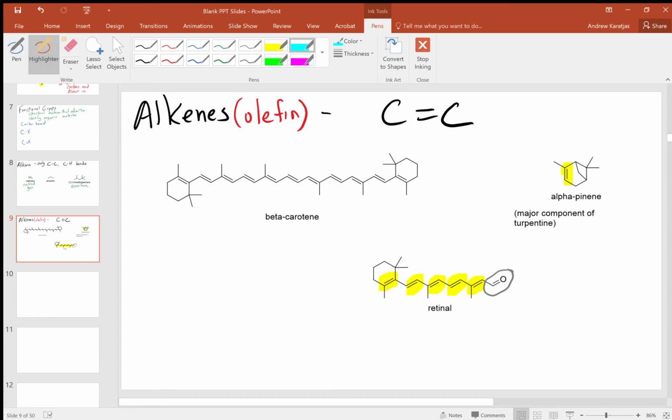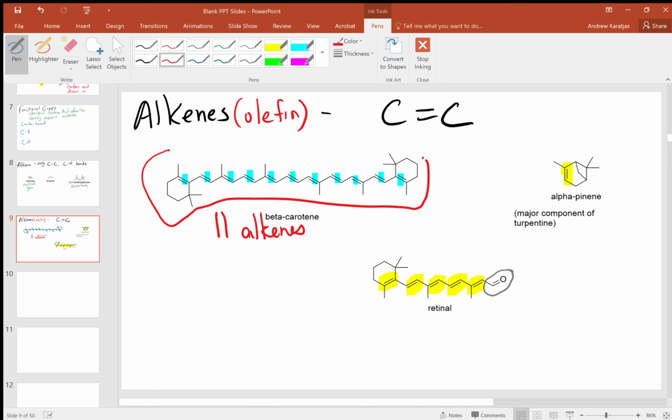And then we have this other molecule up here that has not just one alkene, but in fact has 11 alkenes. And what is this molecule? Well, this is beta-carotene, which of course we know from things like carrots, and that's what gives them their color. In fact, interestingly, it's the fact that beta-carotene has all these single and double bonds that is what gives beta-carotene its color.